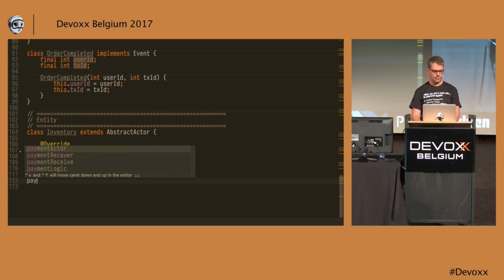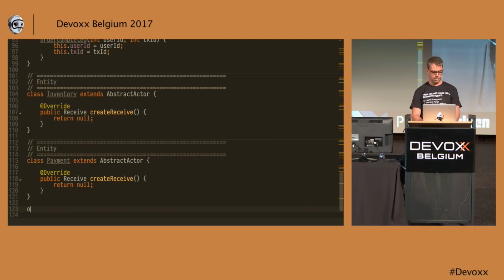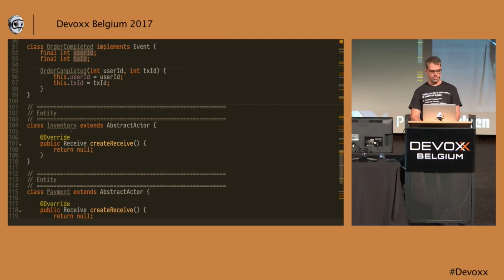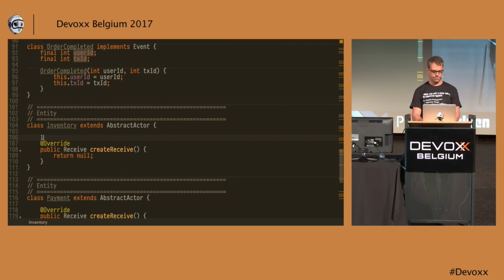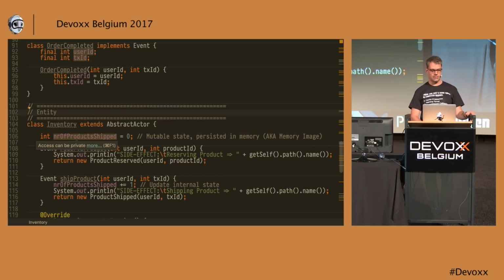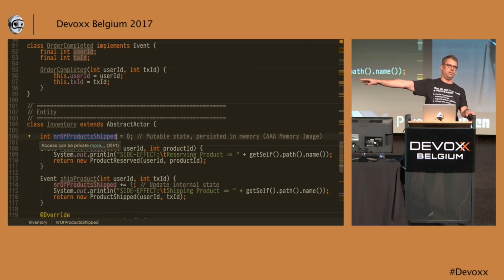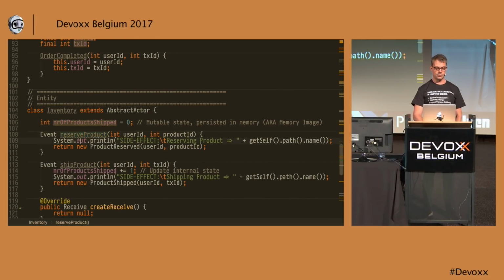Okay, so we have the inventory, we have the payment actor, and then we have the orders actor. And let's say now that we want to implement some logic for the inventory. So first we have just some state, just to make it a little bit more interesting. In Spring or in JEE you would probably map this down through JPA to some sort of database, but here we're just keeping it in memory for now, and we have reserve products that essentially do some side effect. It's now represented just by printing it out, but in the real world, of course, we would actually perform the action of reserving the product.